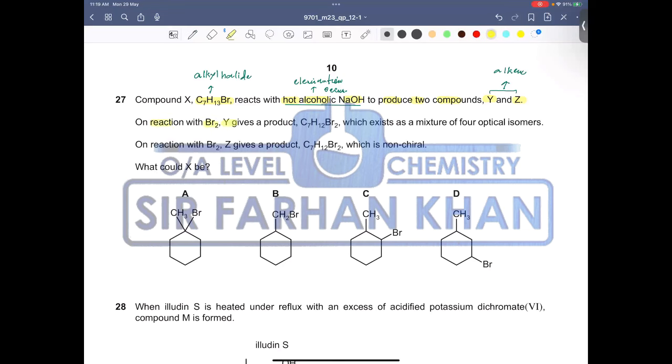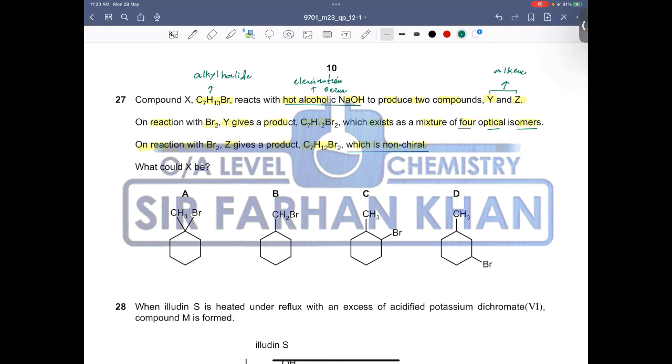On reaction with bromine, Y gives a product C3H6Br2. Obviously, if an alkene reacts with bromine, this product is going to be formed, which exists as a mixture of 4 optical isomers. Again, 4 optical isomers is a key statement, and it is going to help you get the answer. On reaction with bromine, Z gives a product which is non-chiral. This is also a very critical statement, and I think it is not going to be easy.